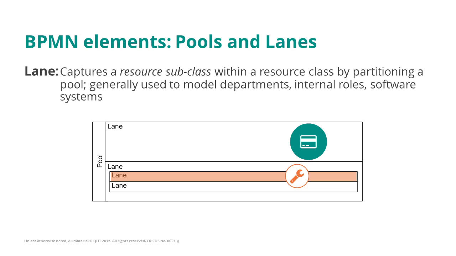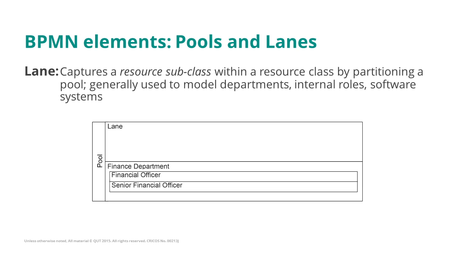For example, the inner lanes could represent roles within the outer lane that represents a department. So for example, financial officer and senior financial officer are 2 different roles within the lane finance department, which in turn is contained within the pool seller. So both pools and lanes are represented by horizontal bands that are labeled with the name of the pool or with the name of the lane.